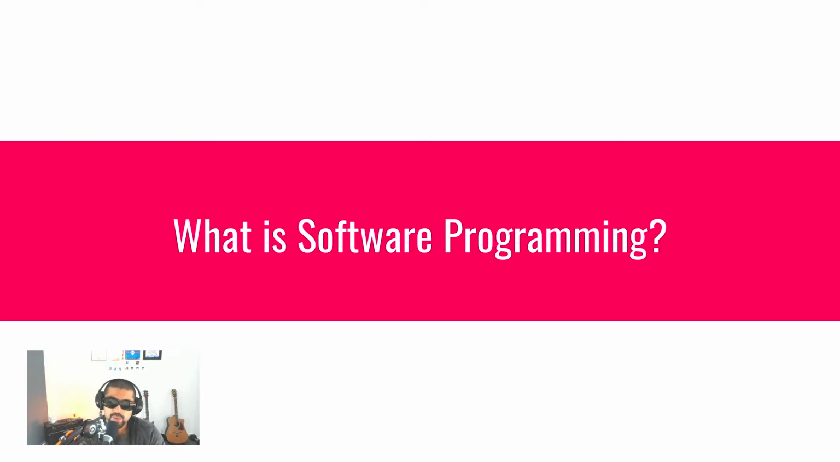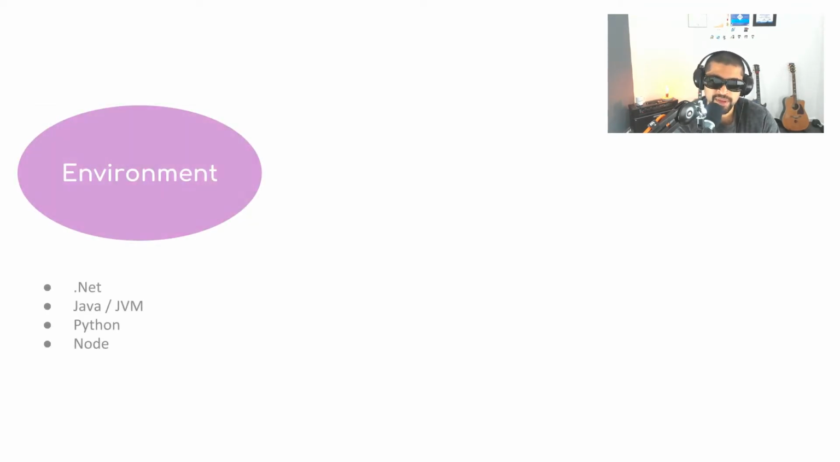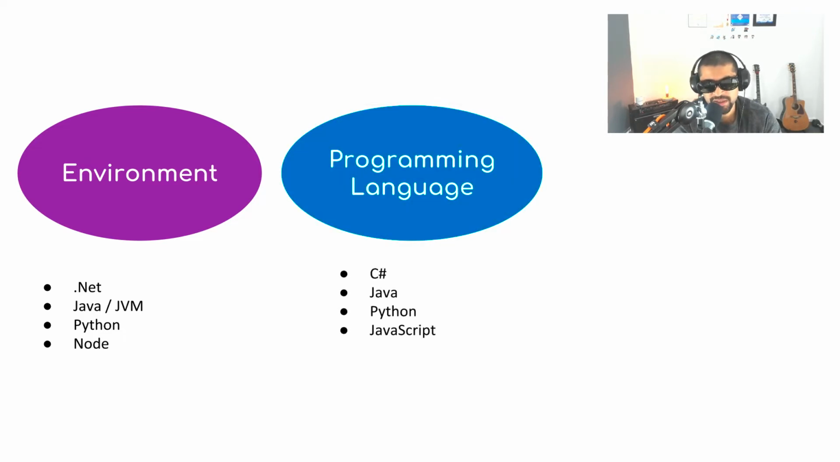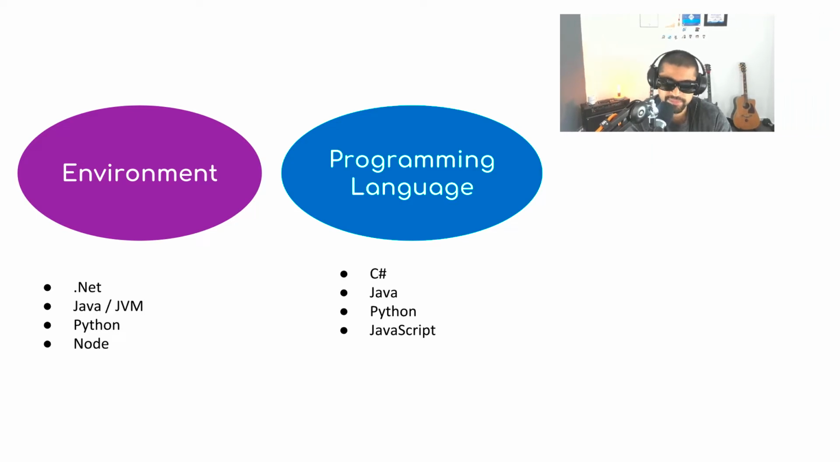Let's think through what is software programming in general. The first thing that you have to think about in software programming is the environment. This would be something like .NET or JVM or Python or Node. Your choice of environment is going to limit your choice of the programming languages that you can use. For example, it would either be something like C# or Java or Python or JavaScript.